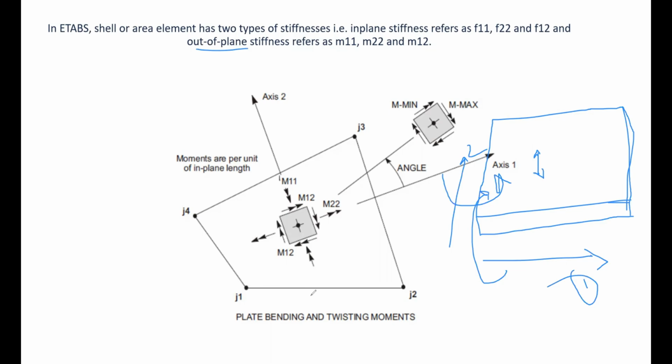It is the image taken from the CSI knowledge base. Okay. So this is my M11 along the axis 11. This is my axis 2 and this is the moment along M22. Okay, and M12 is the transfer shear moment. Okay. So I hope that the out of plane and in plane parameters have been clearly understood.